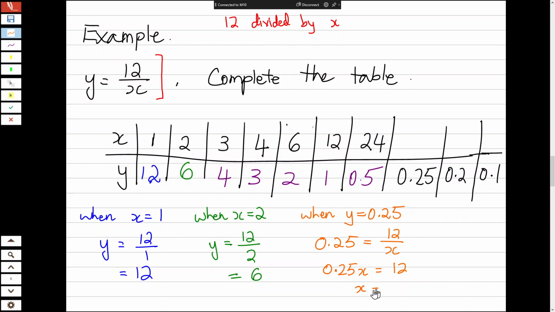Then x equals 12 divided by 0.25. 0.25 is a quarter. If you divide by a quarter, it's the same as multiplying by 4. And that gives you 48, as Maddie said. Yeah, buddy.